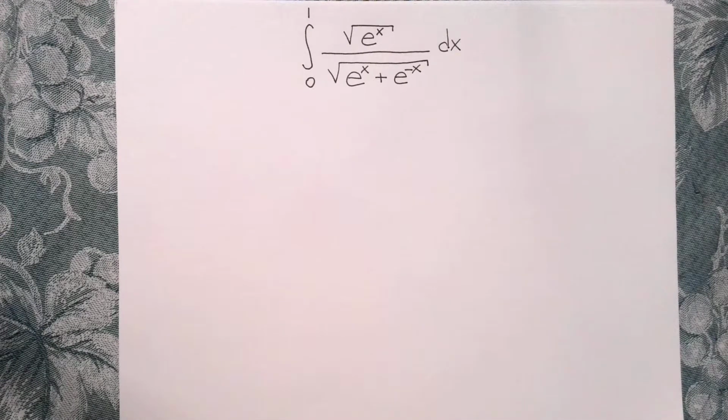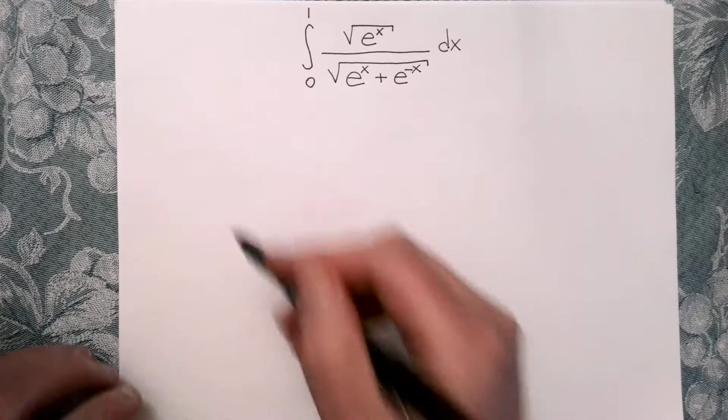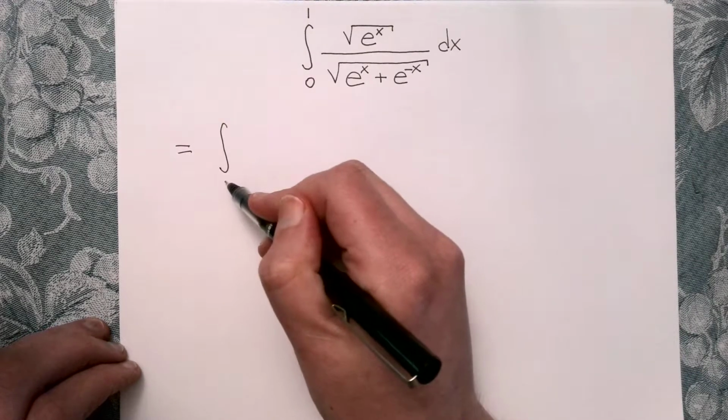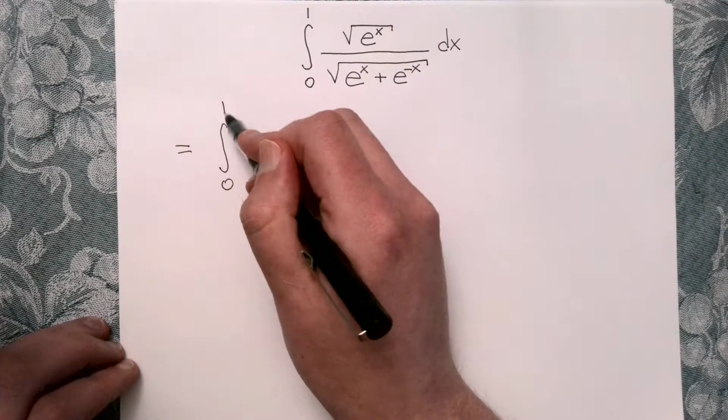So it's been a while, so I think we should do this neat little integral here. So we've got the integral from 0 to 1 of the square root of e to the x over the square root of e to the x plus e to the minus x dx. So let's see what we can do here. The first thing I'm thinking about is let's write this as the integral of a single square root. Let's see if that's helpful.